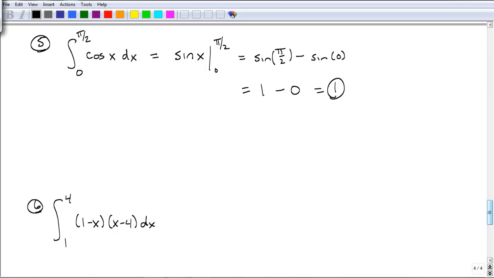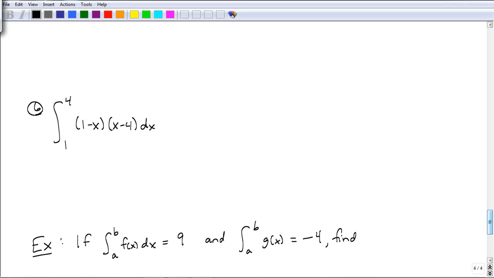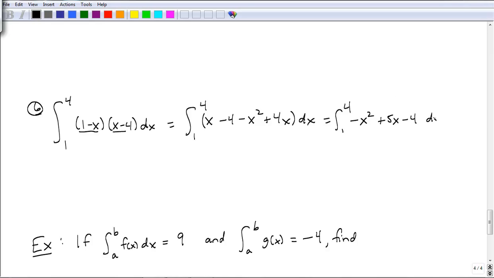This next one, to work out this integral, it's multiplied together. Those terms aren't expanded all out. So what I'm going to do first is FOIL. I have x minus 4 minus x squared plus 4x. And I can combine like terms. So this is the integral from 1 to 4 of negative x squared plus 5x minus 4. That's what I get when I combine the like terms.